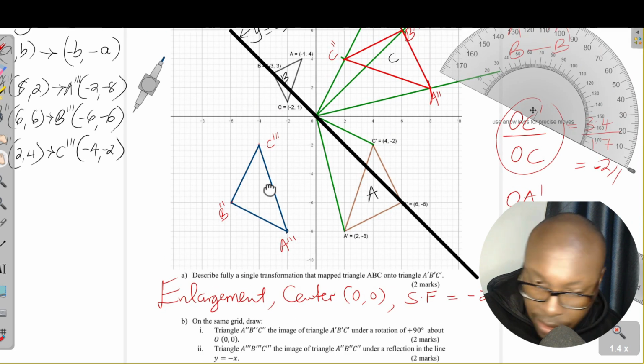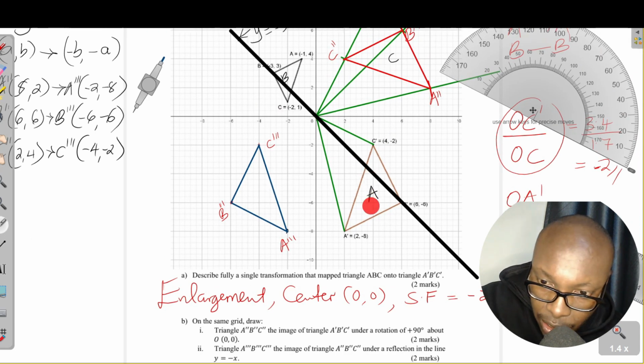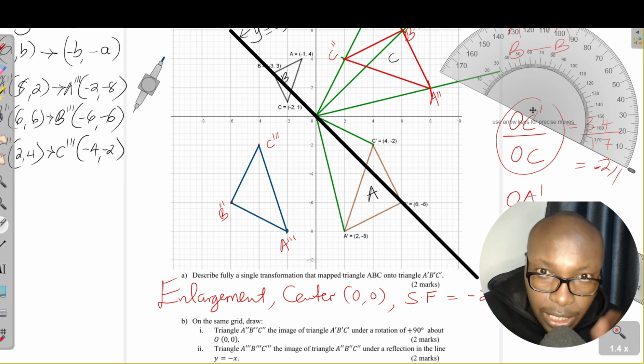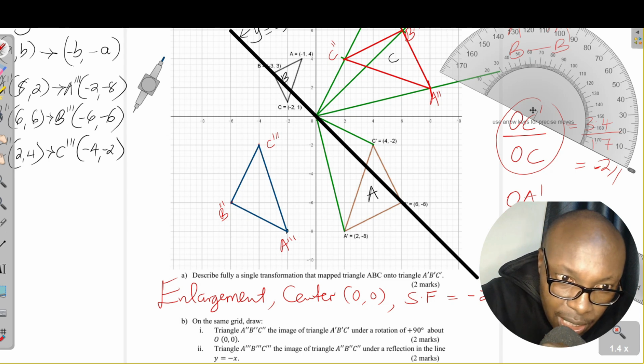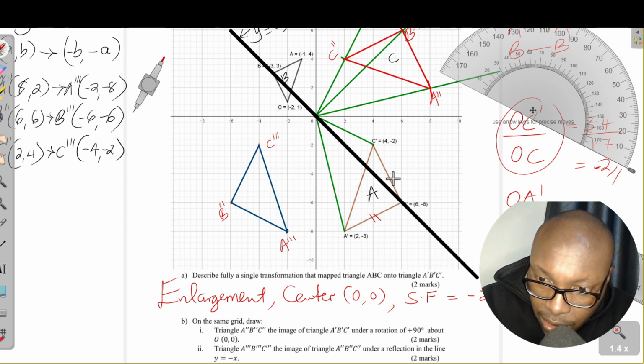Which triangle is that? It is this triangle. Draw the line of symmetry. The line of symmetry is the line that divides that triangle into two equal halves. And when you look at this triangle, you notice that it is isosceles. So this side is equivalent to this side.